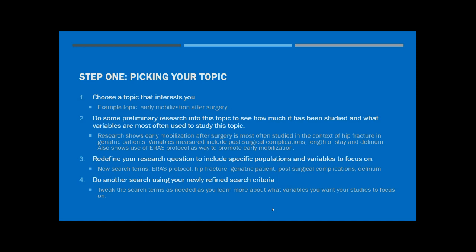So say I wanted to do some research on that topic. I would go to a database of some kind. I usually use National Institutes of Health, and I would type in early mobilization after surgery and just see what comes up.